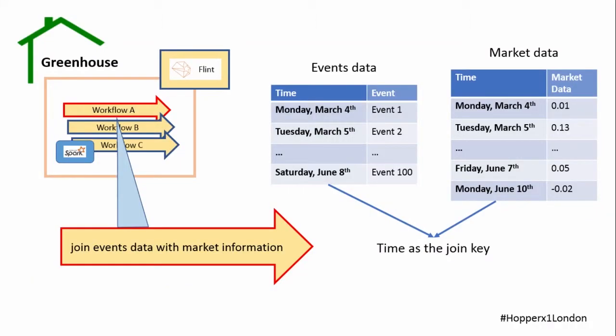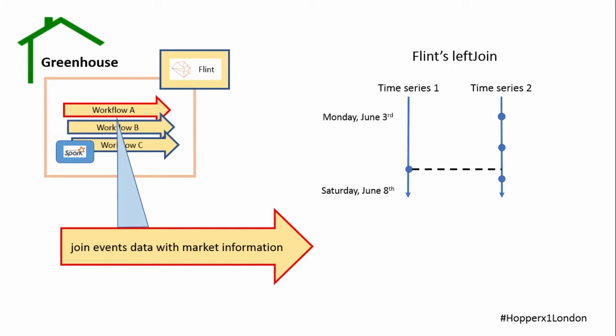When we join these two tables together, we use time as a join key. And in Flint's temporal left join, what this means is that for every row in the left table, we'll look for a row in the right table that has a matching timestamp. If there is no matching timestamp, we'll look backwards into the past to find the next most recent row.